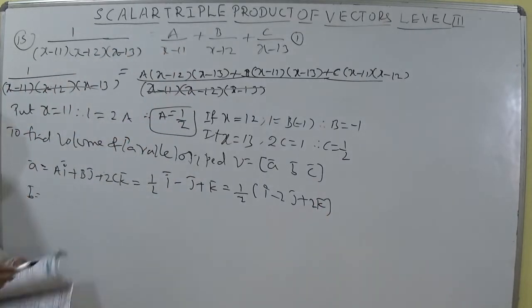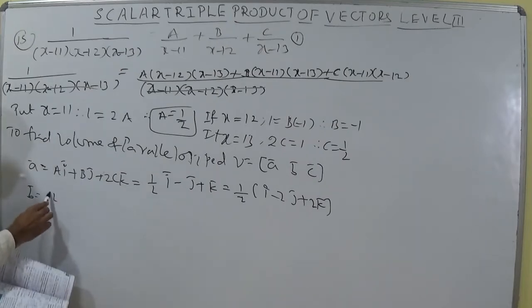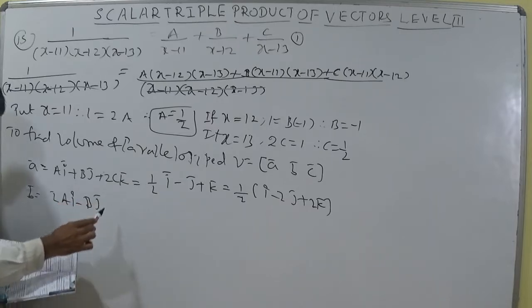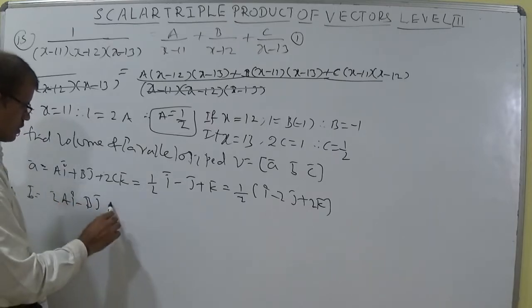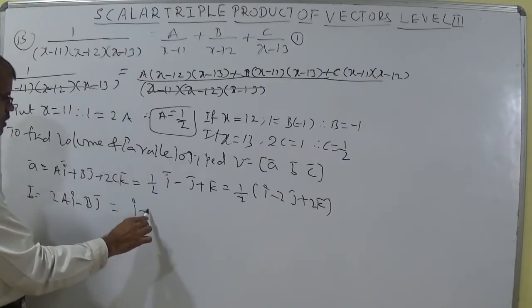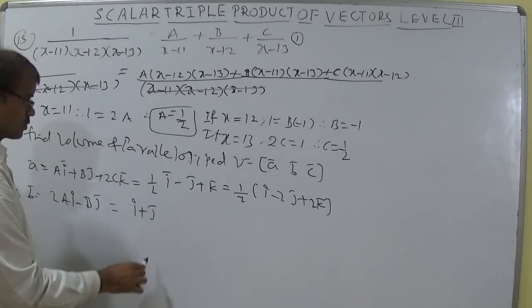Next small b. Small b is given as 2ai minus bj. What is the value of a? We got 2a means 1. So I minus bj, b means minus 1, so it is plus 1 j.